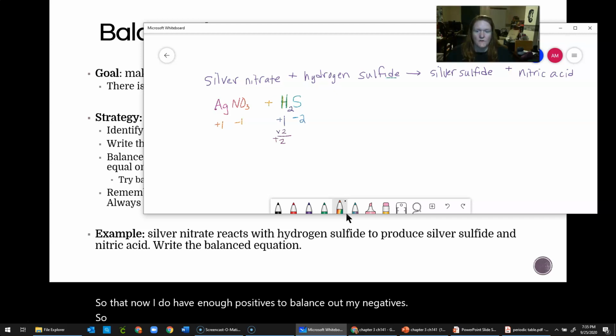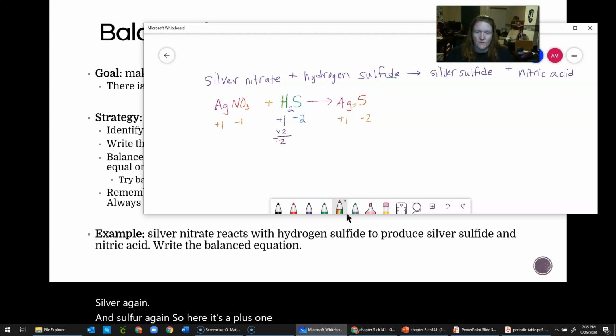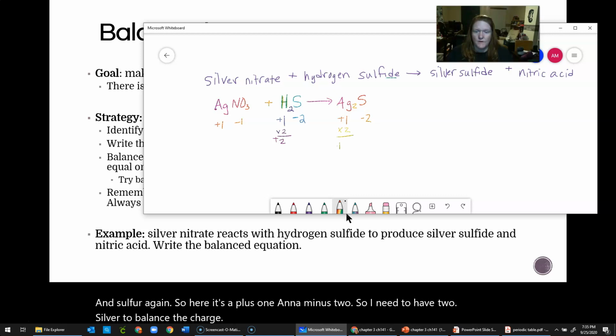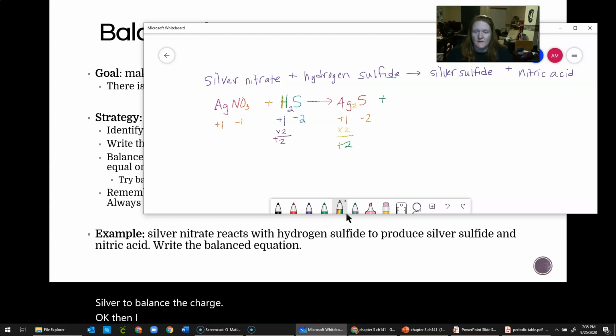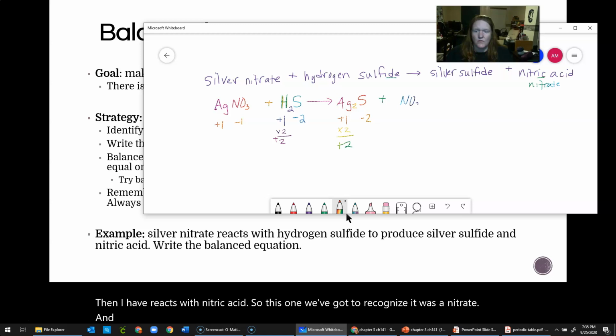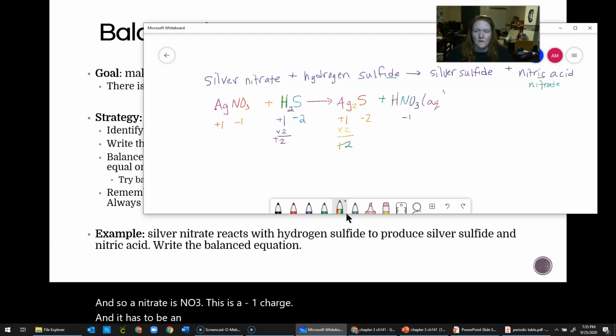So that's through hydrogen sulfide, and then I'm going to draw my arrow. Silver again, and sulfur again. So here it's a +1 and a -2. So I need to have 2 silver to balance the charge. Okay. Then I have reacts with nitric acid. So this one we've got to recognize. Ic was a nitrate. And so a nitrate is NO3. This has a -1 charge. And it has to be an acid. There we go. All right, so we're not quite done.